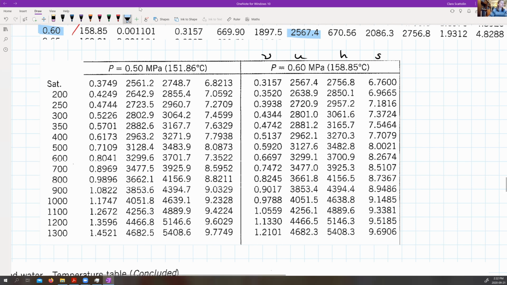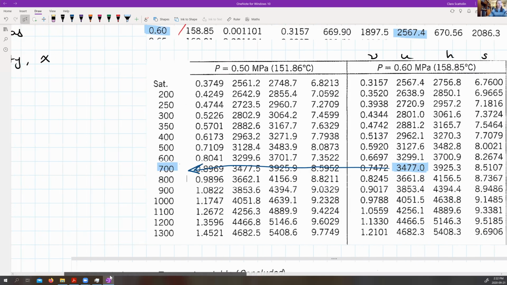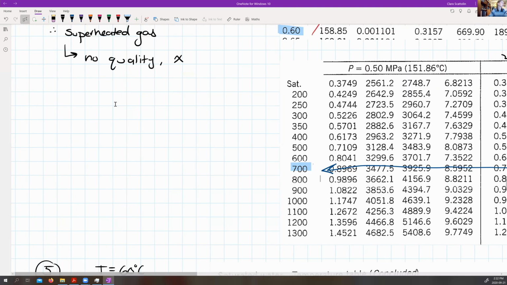So if I go down my values of U, I'm going to find, oh, look, very conveniently, for the sake of the question, 2,477 is on the table. And if I backtrack here, if I go this way, I'll find my T. So I know that this total internal energy occurs at 700 degrees C.